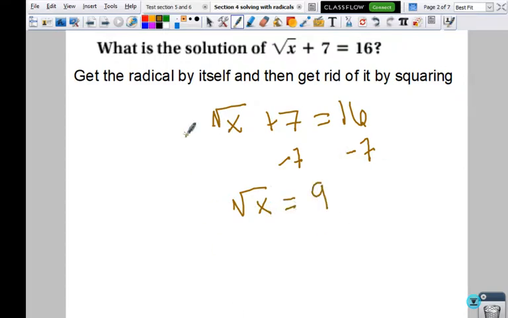I need to get rid of the square root. How do I get rid of the square root? Square it. Well done, because they're opposite. So, to get rid of my square root, I'm going to square it, and they just cancel out. And I've got an x. It's going to equal 9 squared, which is 81.